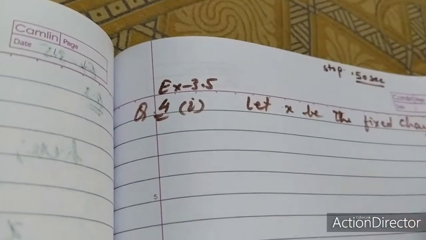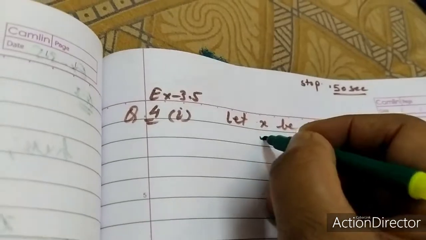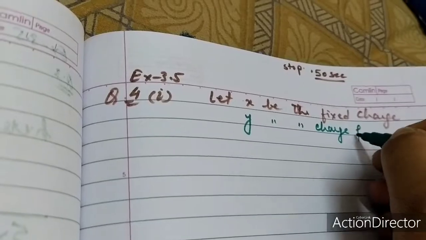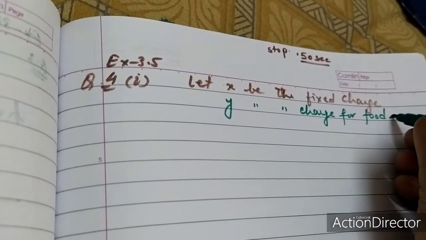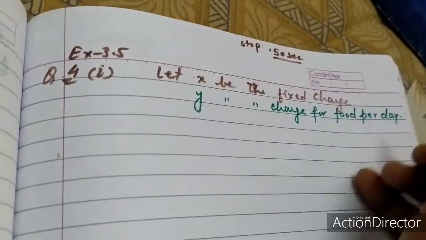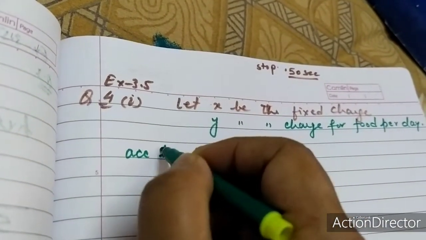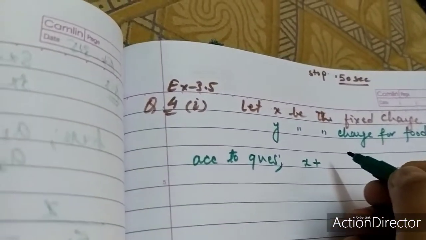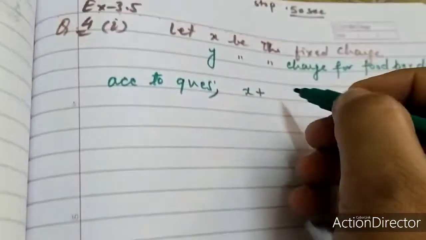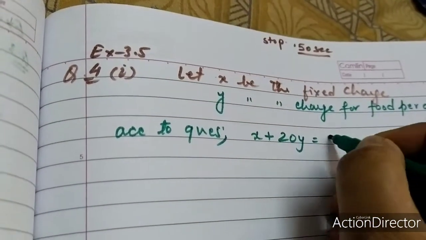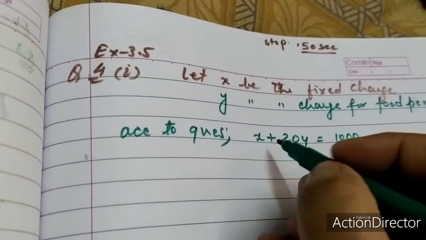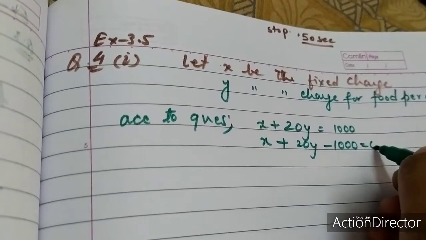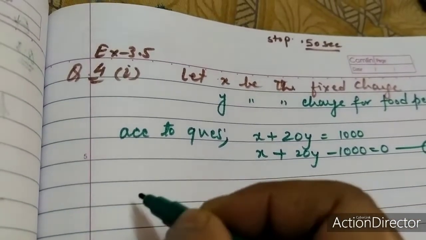The fixed charge. After that, let y be the charge for food per day. Then, according to the question, we have the first equation: x plus 20 days, sorry, x plus 20y equals 1000 rupees. So we write x plus 20y minus 1000 equals 0. This will be the first equation.